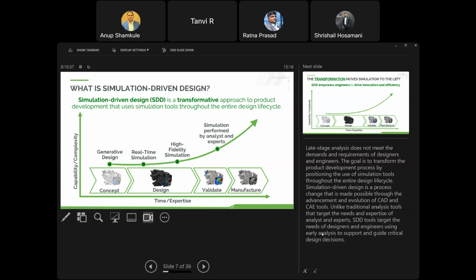You're applying them at the different line stages. Unlike traditional analysis tools, which target the expertise of the analysts and experts, simulation driven design targets the needs of the design engineers, using early analysis to support and guide critical design decisions with respect to simulation and analysis.